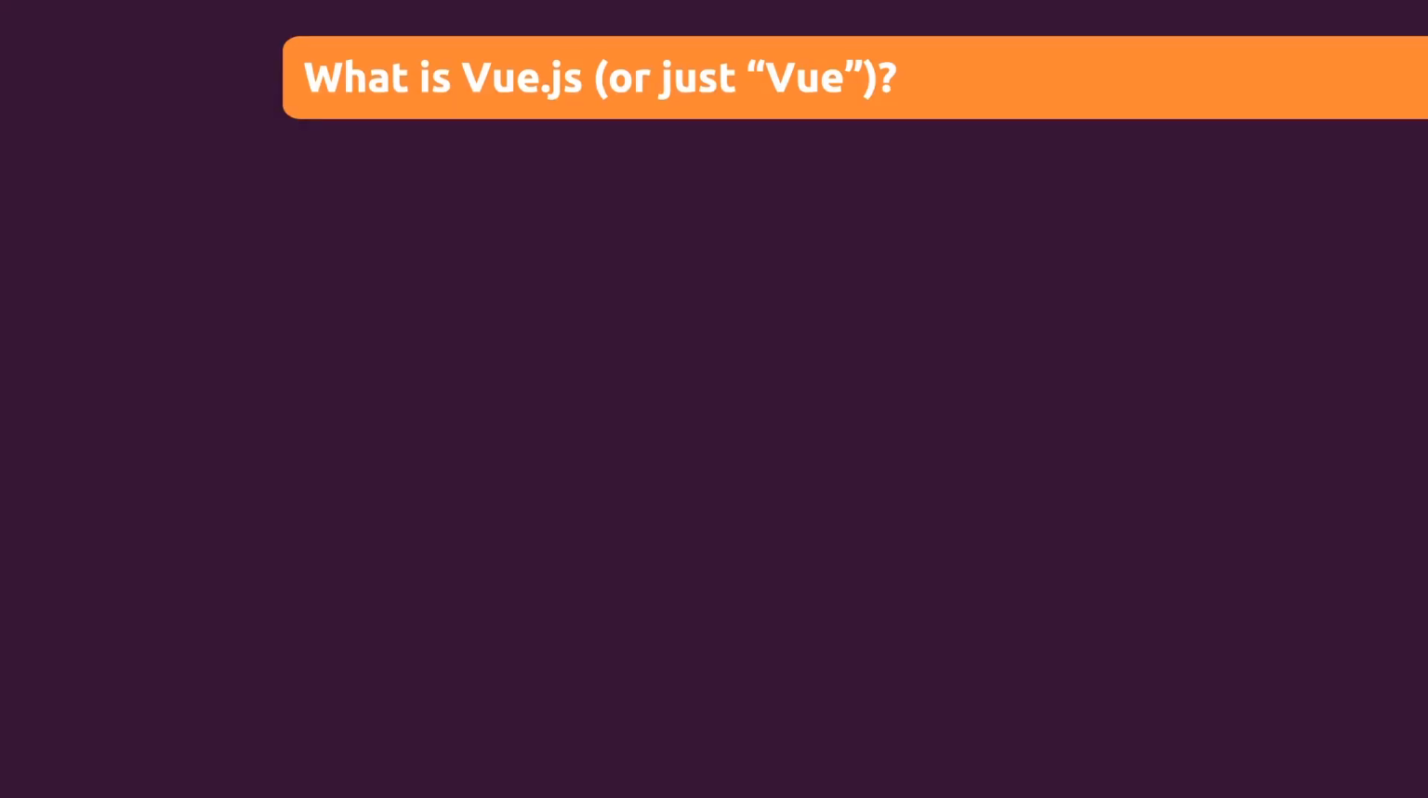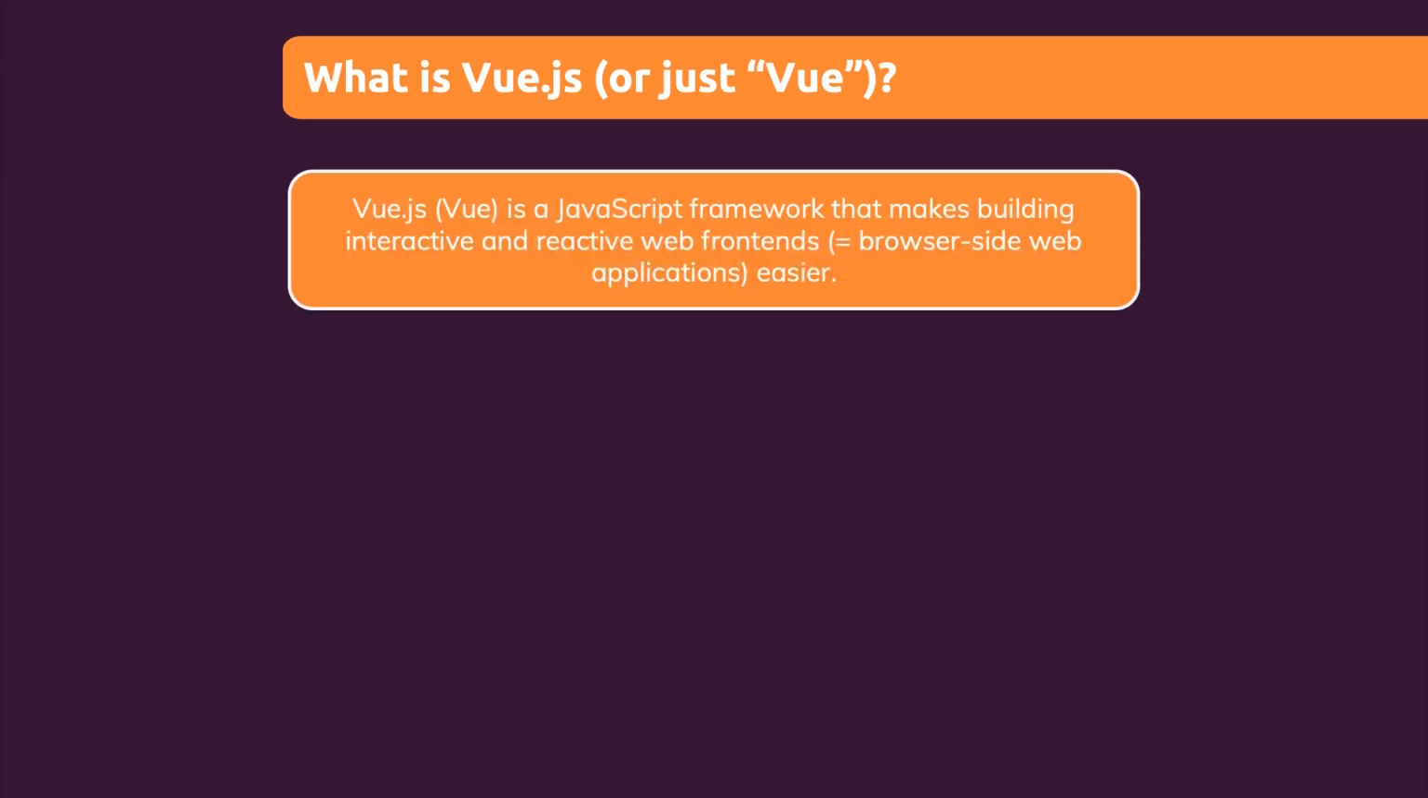So, what is Vue.js, or just Vue as it's also called? Vue.js is a JavaScript framework that makes building interactive and reactive web frontends, which are basically web applications that run in the browser, so in the end what the user sees, easier. This is a nice sentence, and it would be a correct definition, but it might not be too helpful. So let me make this a bit clearer, and let's highlight the important parts here.